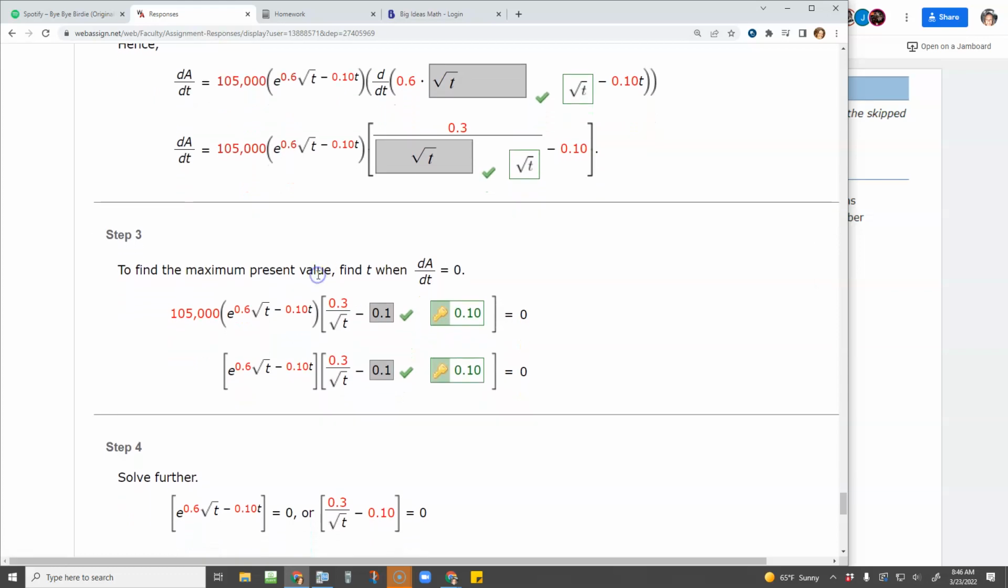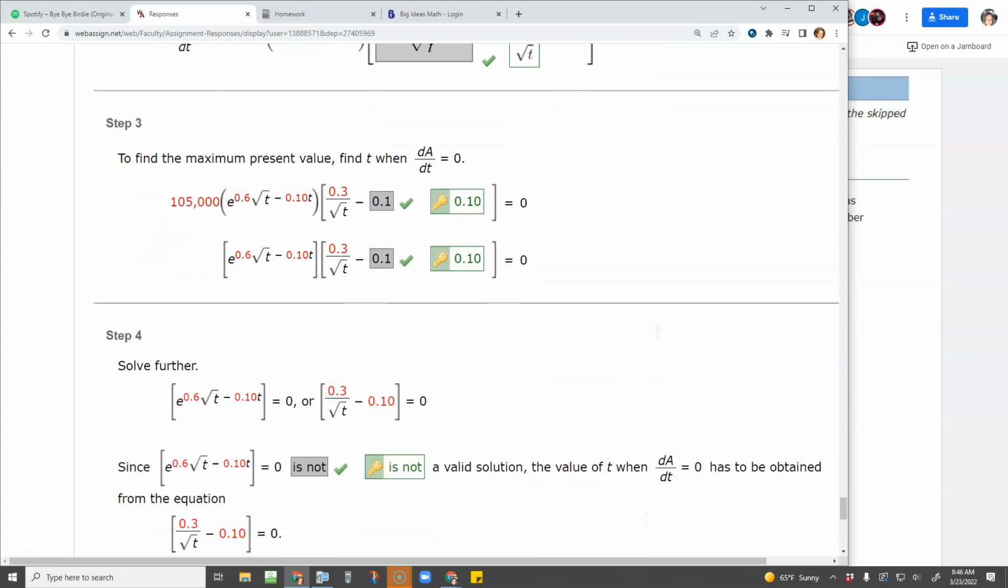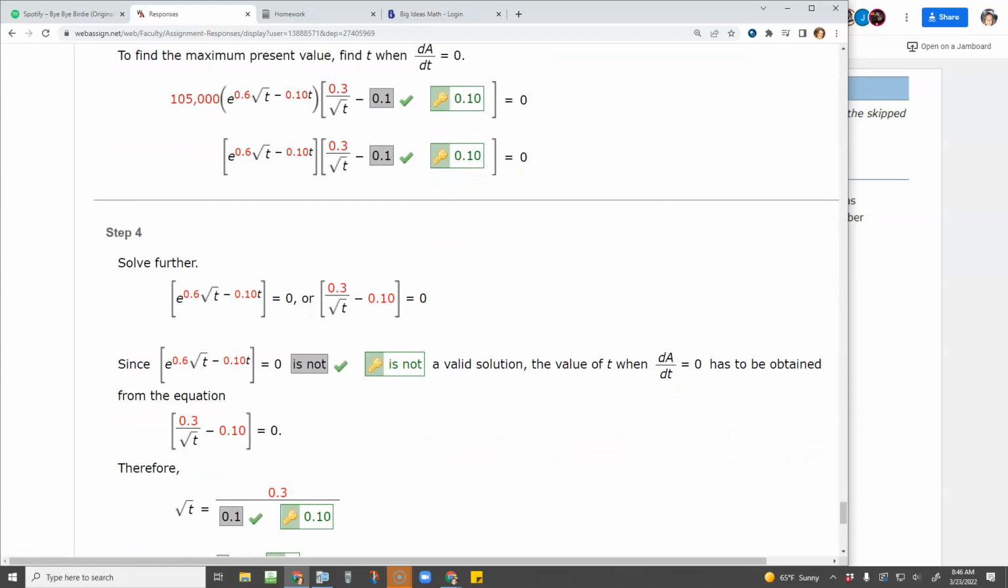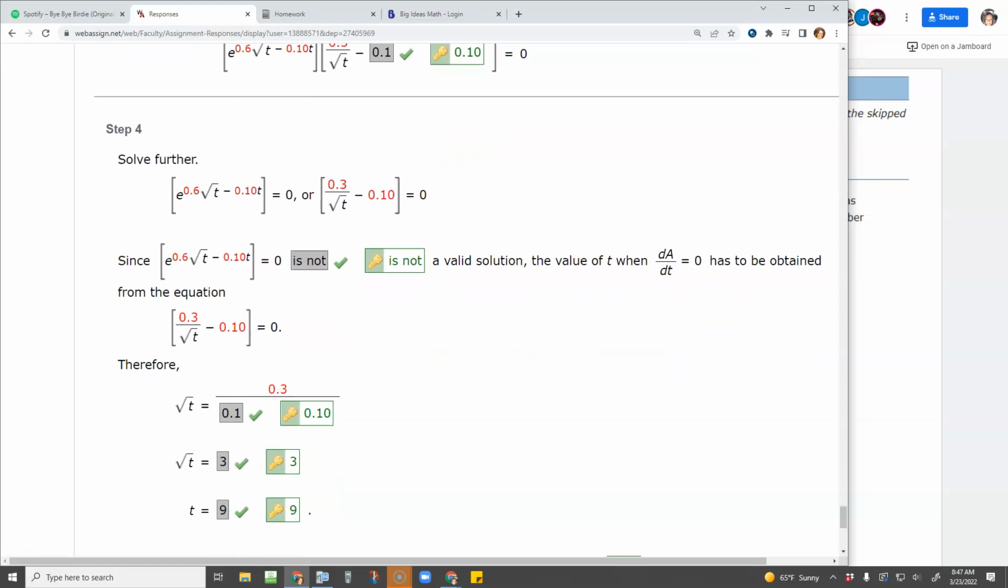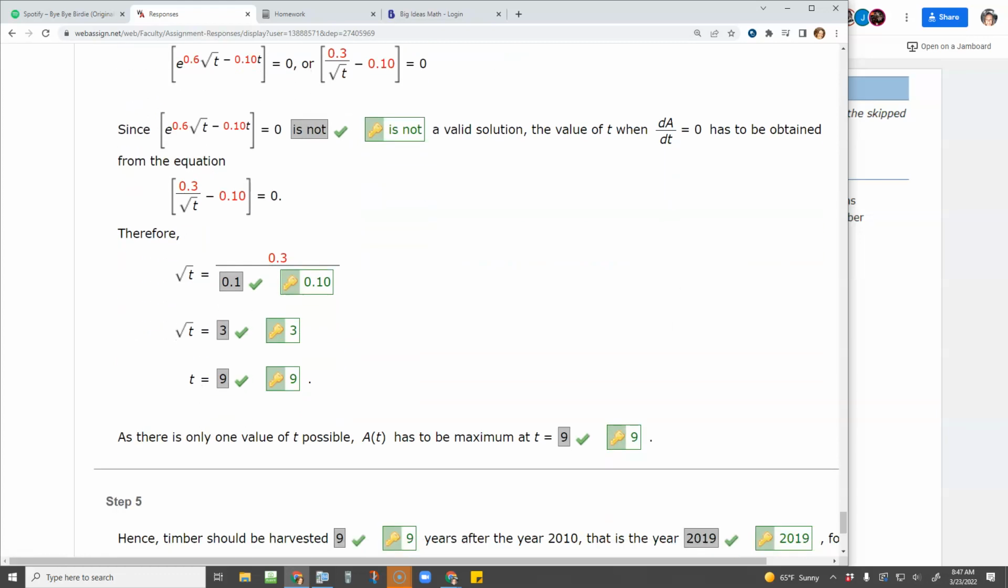You're finding a critical number, and to find a critical number, you set this equal to 0. E can never be 0. 105,000 can never be 0. So they're moving that to the other side. They have you split up and say, hey, I have factors equal to 0. Either that one's 0 or that one's 0. E, remember, is a horizontal asymptote, it never hits 0. ln of 0 doesn't exist. That won't ever happen. So I have to look at this one. So I add, I multiply, I divide, I square both sides, and I end up with 9. If you want to write down that number, you end up with 9 as your critical number.